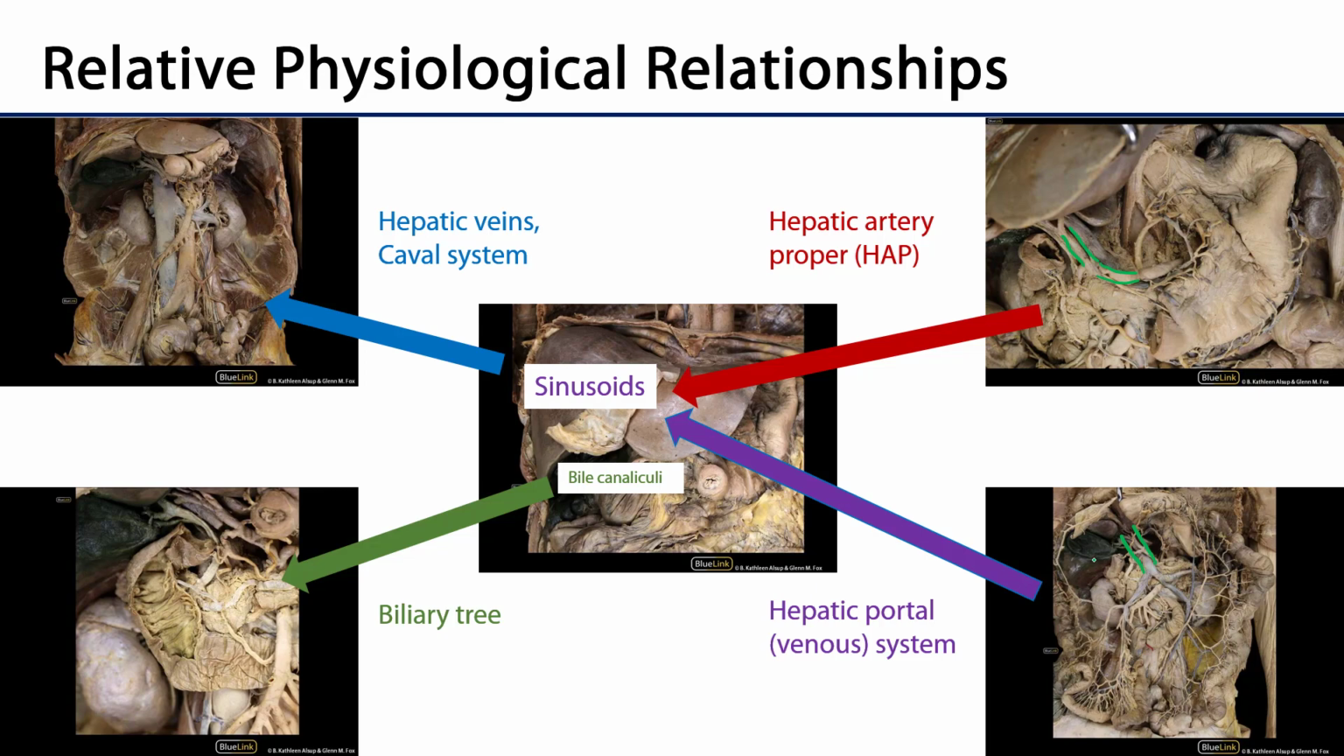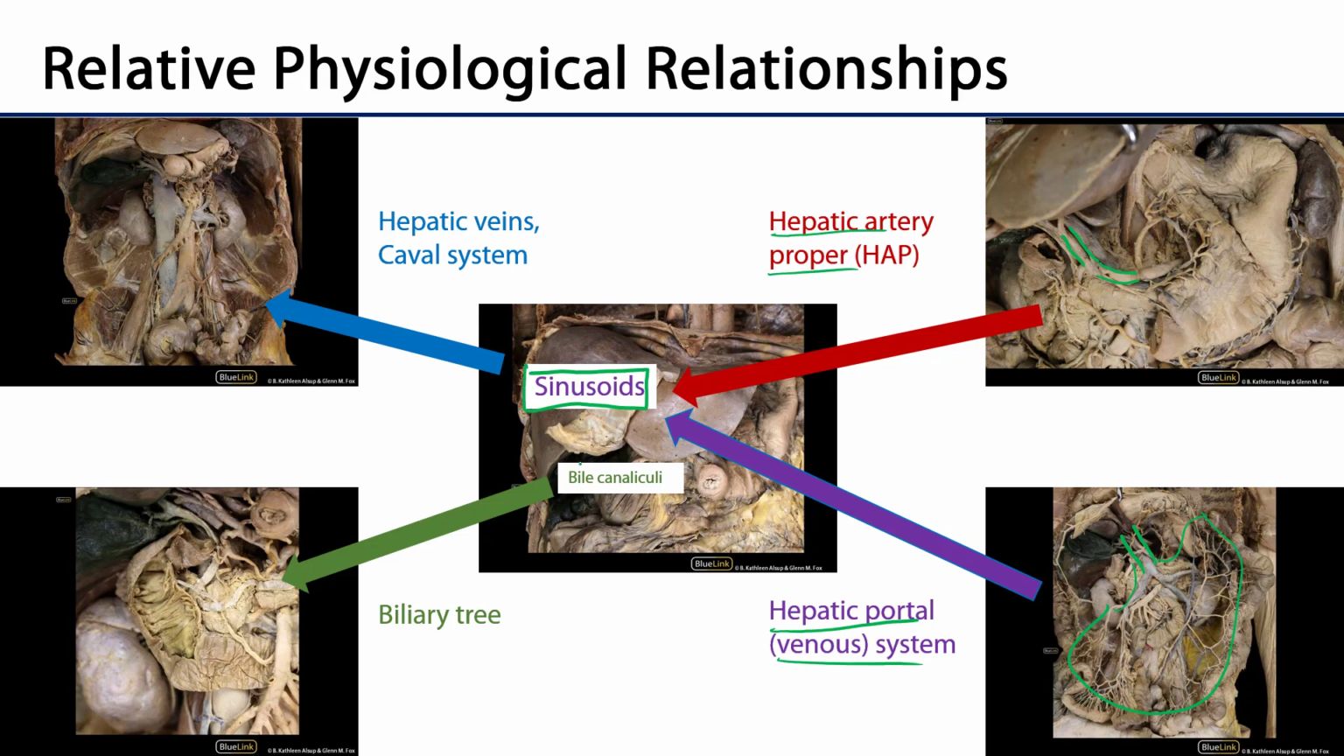The hepatic portal vein is going to conduct blood from the capillary beds of the gastrointestinal tract up into the liver sinusoids. So portal venous blood is going to mix with blood from the hepatic artery proper in the liver sinusoids. The sinusoids are then going to be drained through a series of hepatic veins, which are part of the caval system. The caval system includes all of the veins that drain into the superior or inferior vena cava, which are conducting that blood back up to the right atrium of the heart. And typically there are 3 of these hepatic veins.